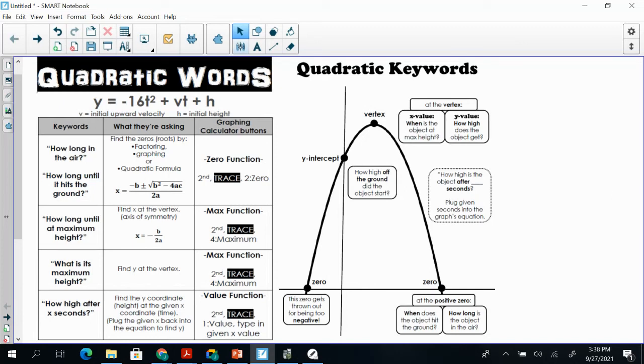Okay, guys, so quadratic keywords and quadratic function word problems. I would print this page. It's going to be on your notes, or I would definitely make note of it somewhere important because they can only spin these up in so many different ways.